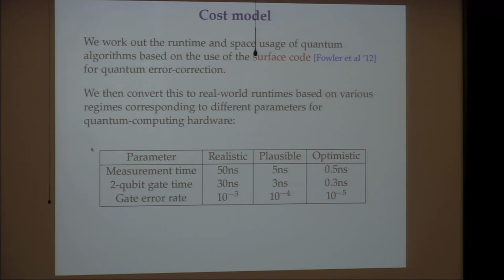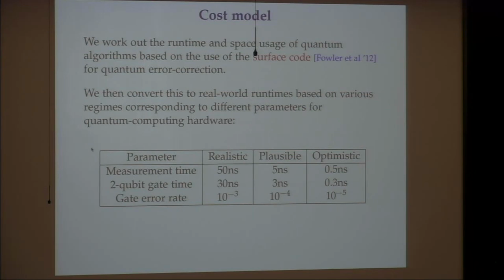And then given this fault-tolerant quantum circuit that has all of the things in it that we need to deal with errors, we can then try to convert this into a real-world runtime, saying how long this algorithm is actually going to take to run in reality. To do this, we have to come up with some parameters for how long gates take and things like this on our quantum computers. I know there are experimentalists in the audience, so I'm not totally sure if I'll actually get out of this room alive, but here are some numbers that we picked.